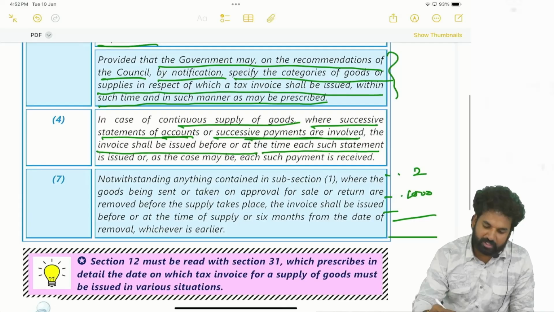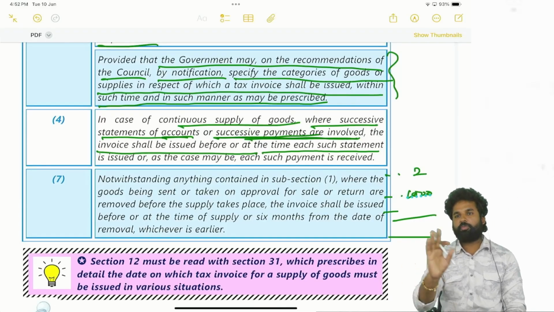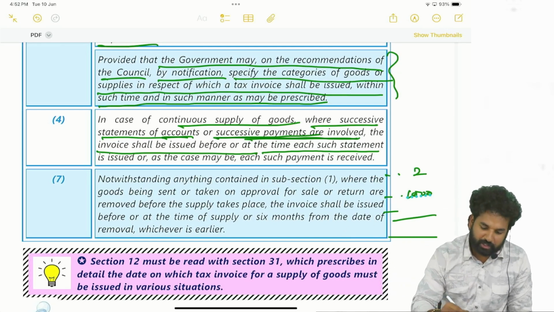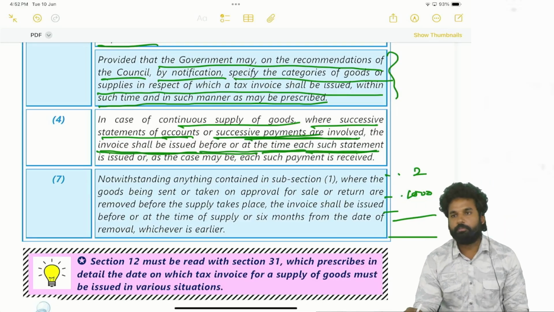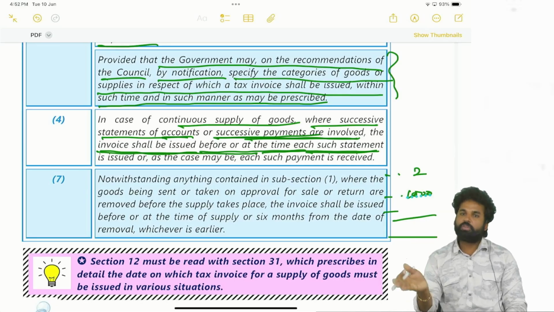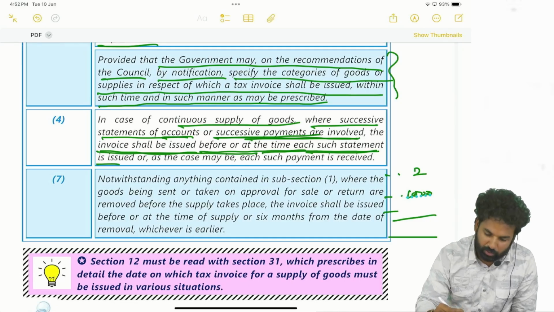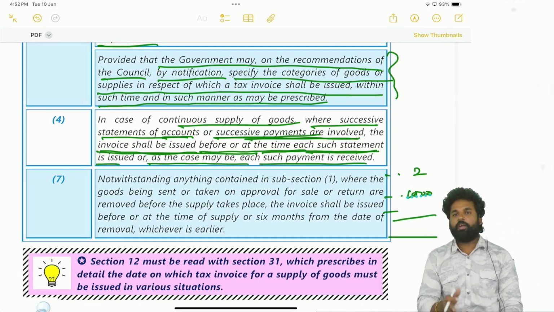Or successive payments are involved, like he will be paying some installments: within 10 days he is paying some 10 lakhs, after 5 days he is paying some 15 lakhs. So likewise, successive payments are being made. In such cases, the invoice shall be issued before or at the time of each such statement. So whenever you are making a statement of account, before such statement of account, you shall issue an invoice, or as the case may be, each such payment is received. Whenever he is receiving a payment, before such payment, he has to issue such invoice.